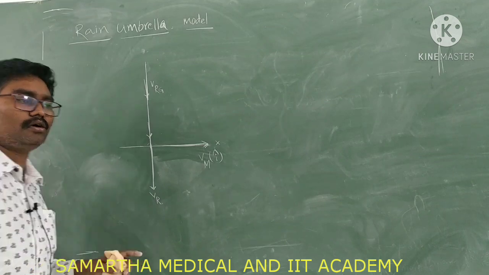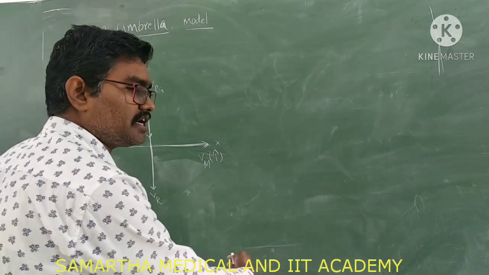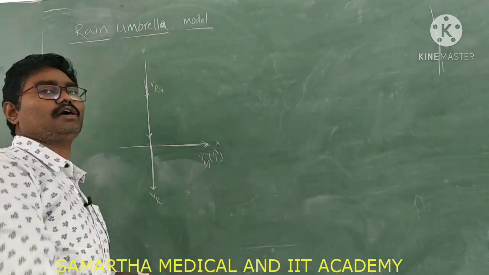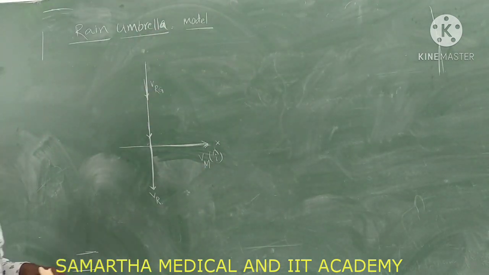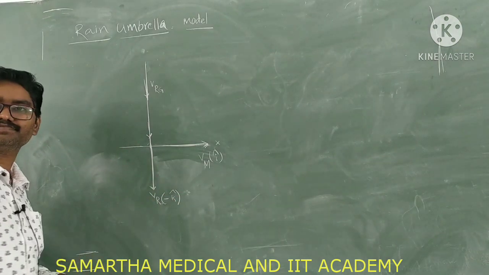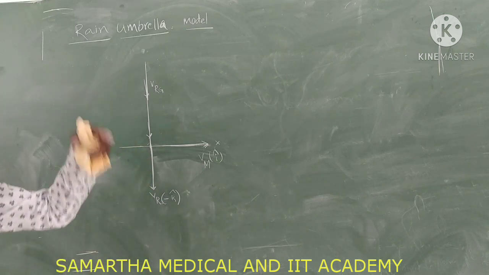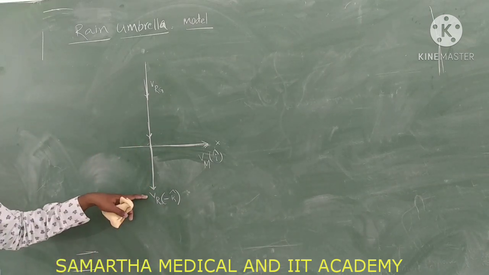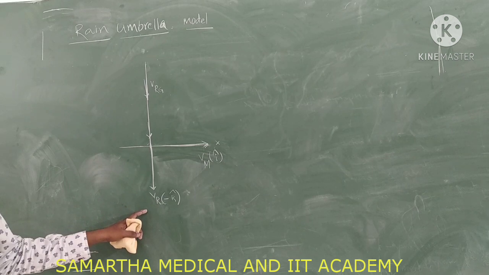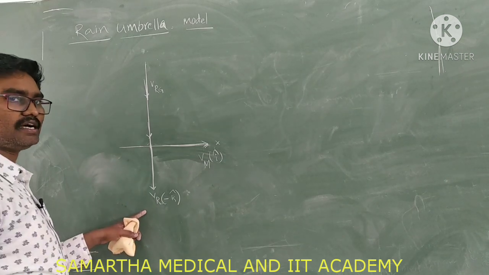Okay, so the positive x-axis is i cap and the positive y-axis is j cap. If it is falling downward, you can say k cap. So I will write Vr into minus k cap. This is the negative z-axis. So Vr into minus k cap is the velocity of the rain with respect to ground. Clear?